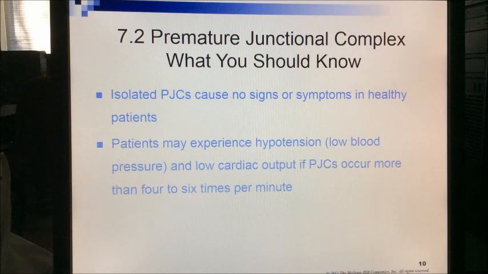Usually an isolated premature junctional complex causes no signs or symptoms. The patient is pretty healthy. I mean, you saw the rest of the EKG looked pretty good, except for that one heartbeat that obviously originated in the AV node.